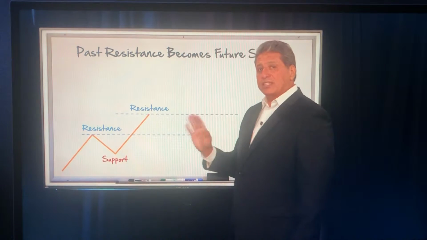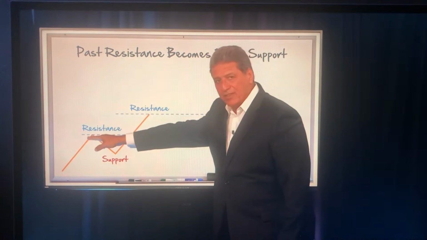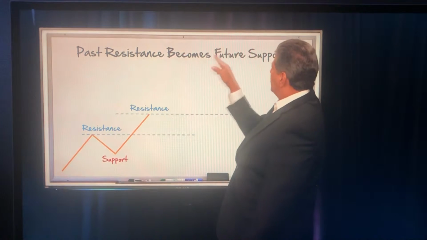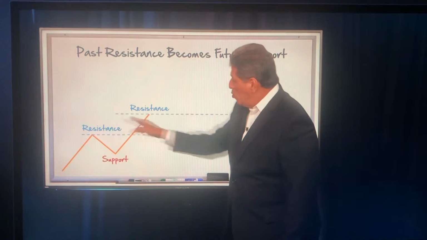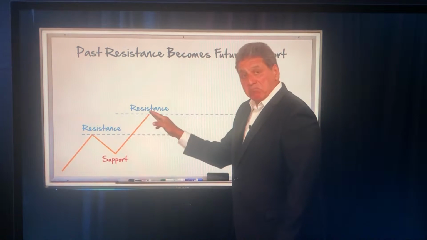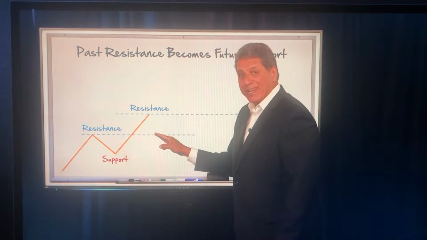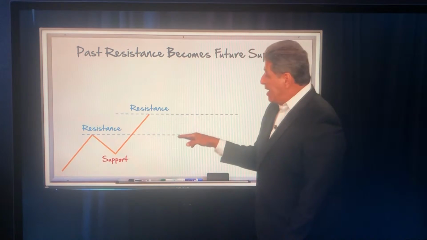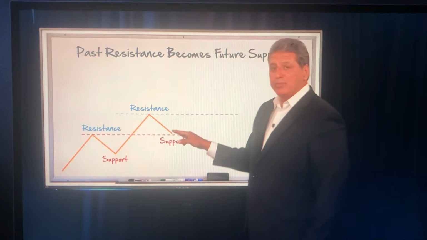Now let's really look at this chart. Here's the past level of resistance. It says right here, past resistance becomes future support. So if this is past resistance, wouldn't this be where the market comes back down, bulls relinquish control to the bears, and the bears bring the prices back down to past resistance to become future support? Here you see how the bears took over and brought it down to support.